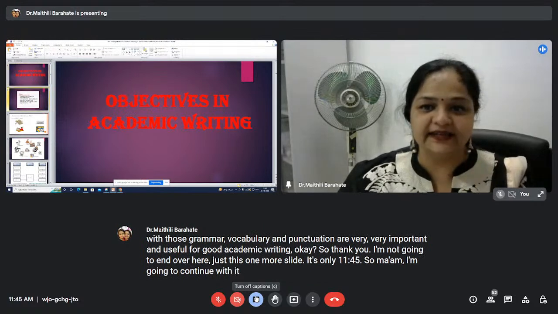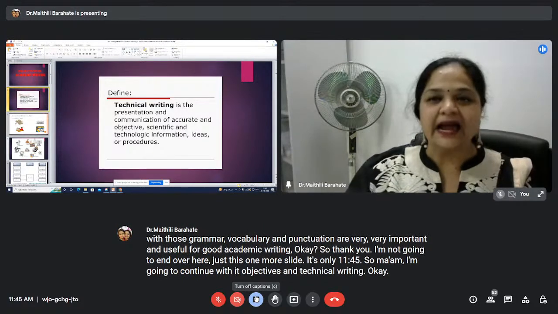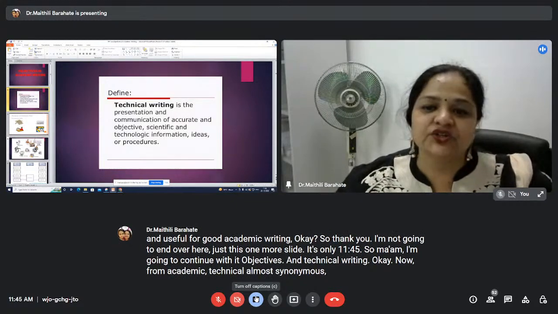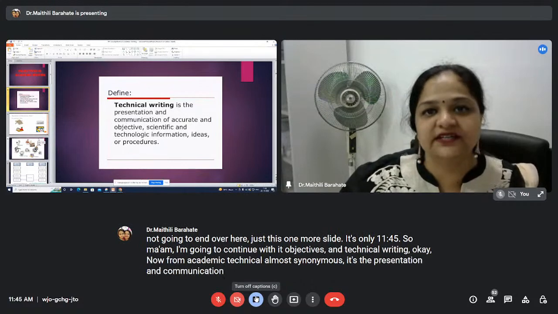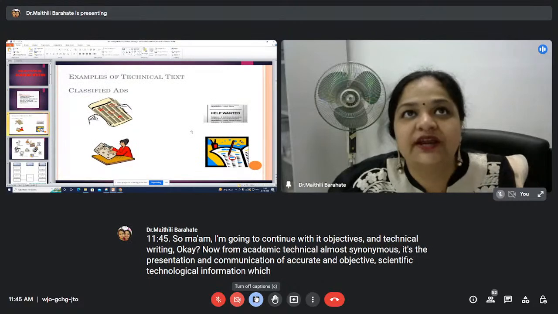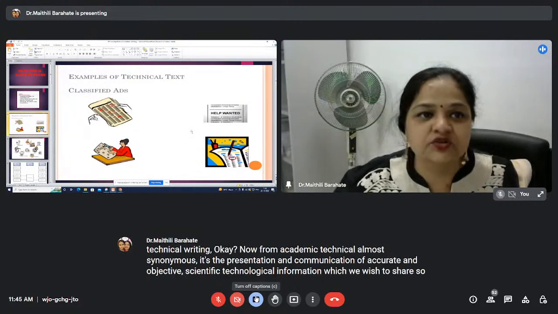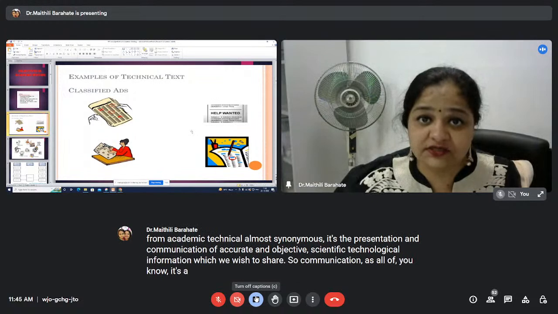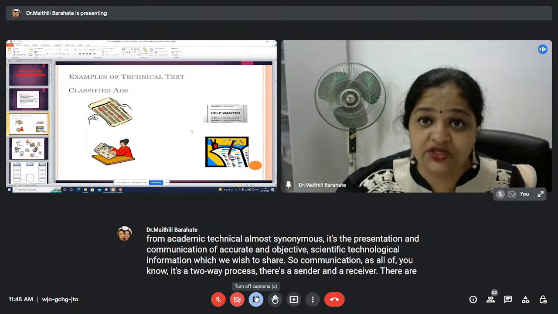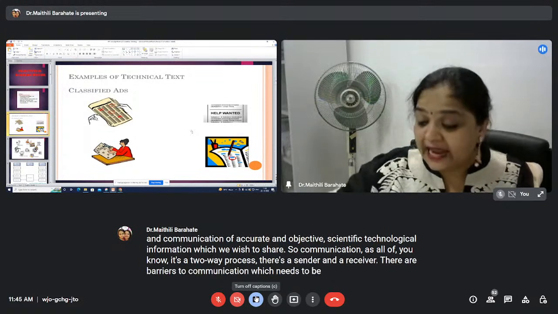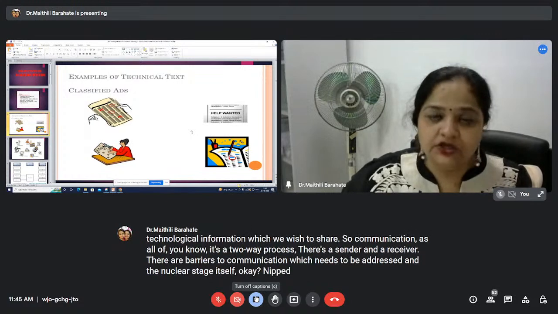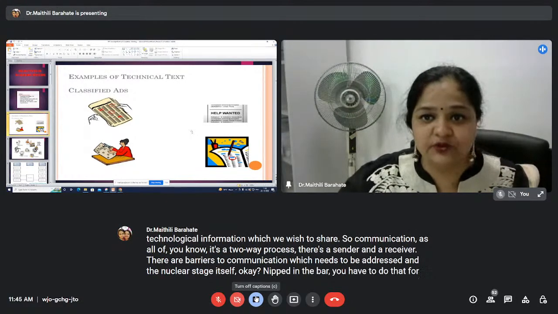Objectives in technical writing. Now, academic and technical are almost synonymous. It's the presentation and communication of accurate and objective scientific and technological information which we wish to share. Communication, as all of you know, is a two-way process. There's a sender and a receiver. There are barriers to communication which need to be addressed at the nascent stage itself, nipped in the bud. You have to do that for effective communication.